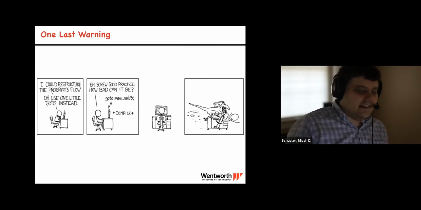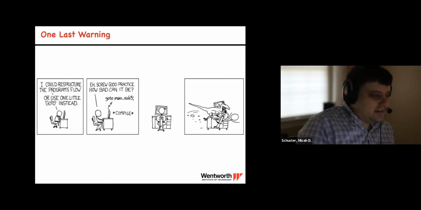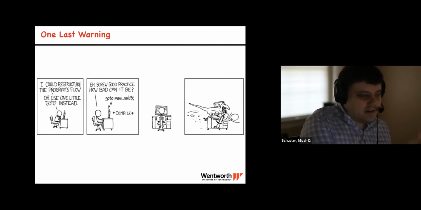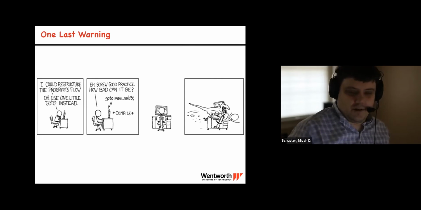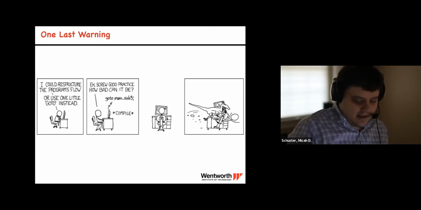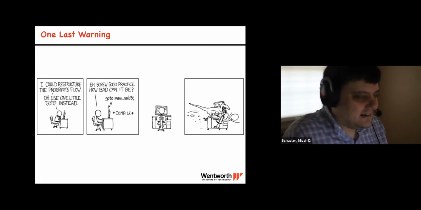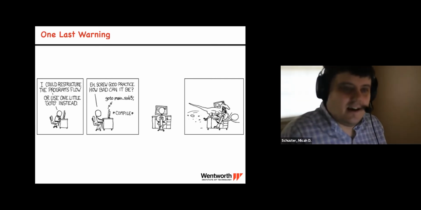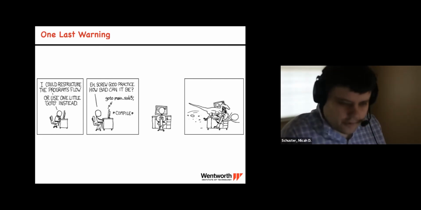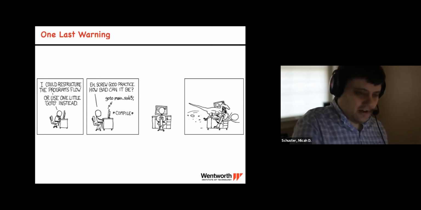And lastly here, this one is a sort of programming thing. I could restructure the program's flow, so in other words, do a whole bunch of work, or use a little goto instead. Now, Java doesn't have goto statements. Languages like BASIC and Fortran and stuff like that do. They're very bad. You should never use a goto.